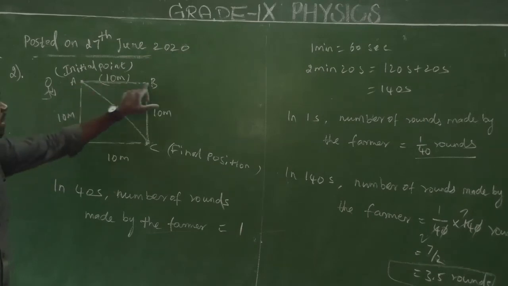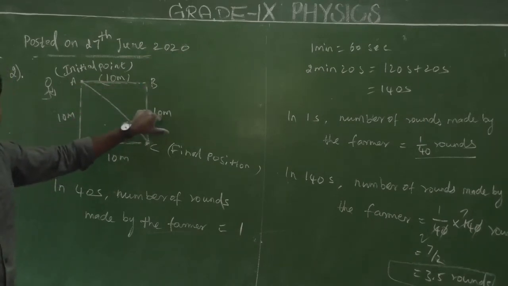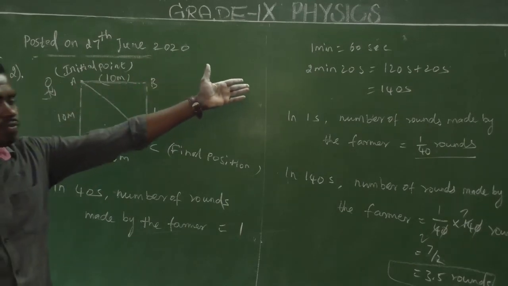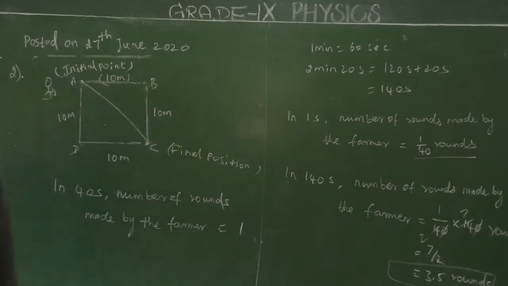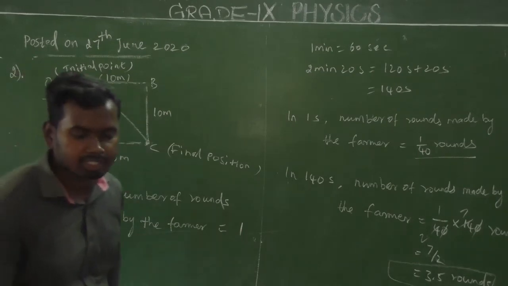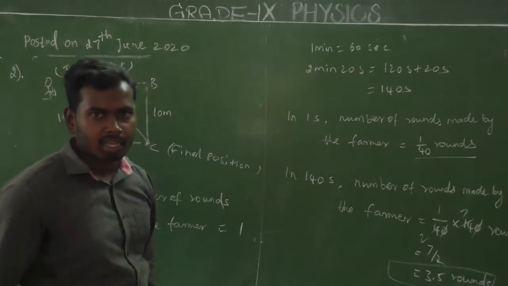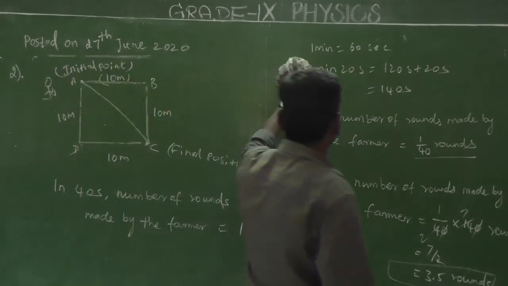So we know the AB value, that is 10 meters. We know the BC value, that is 10 meters. Do we know the AC value? We don't know the AC value. We need to calculate the AC value. That is the displacement of that farmer at the end of 2 minutes 20 seconds. Now I am going to rub this area because I don't have enough space.